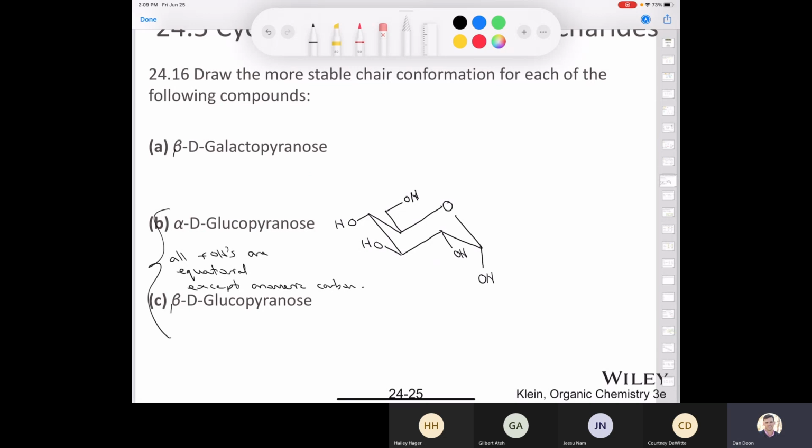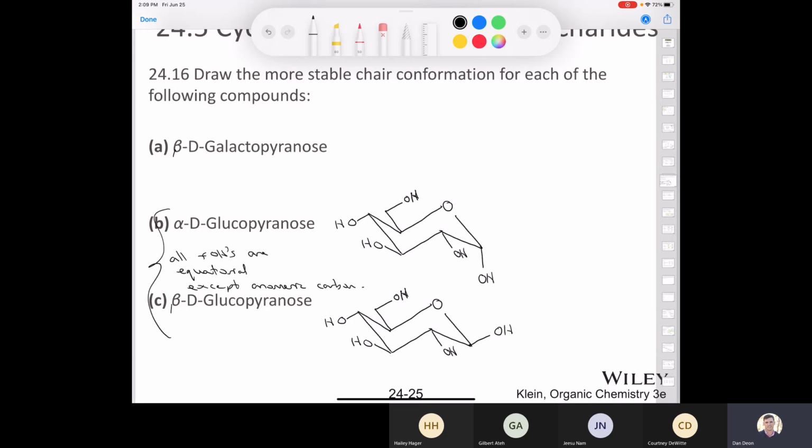So to draw the beta, all we have to do is take this, copy it, and paste it right here. Like that. And then all we're going to do is scribble this out, and then we'll put the hydroxyl in the beta position. It's going up like that. And there you have it, my friend. Nothing more to it than that.